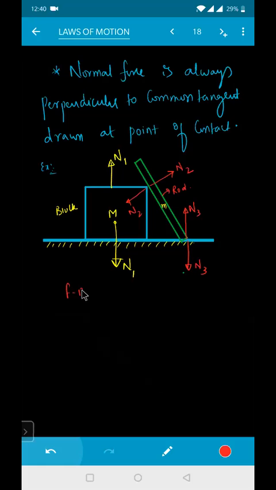Let me try to draw the FBD of your block. What I'll do is I'll try to take the total mass to be concentrated here. So one is the weight of the body, which acts in the downward direction, that is nothing but M into G. Another force is in this direction, that is nothing but your normal, N1. On this block, there is also the force exerted by this rod, that is nothing but N2.